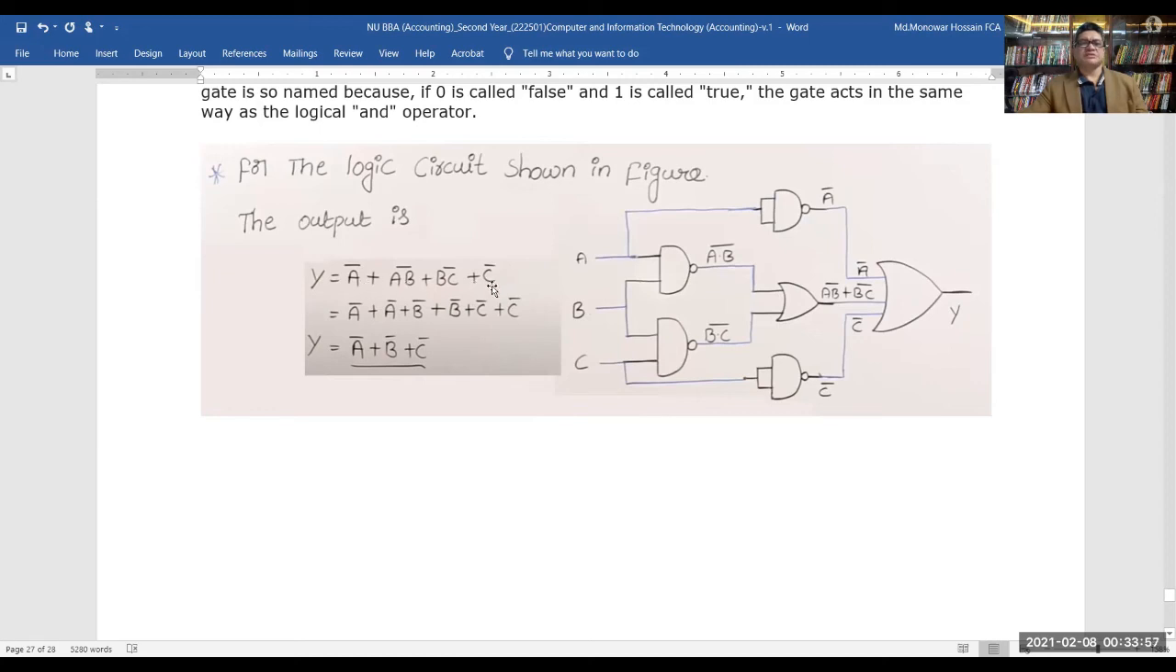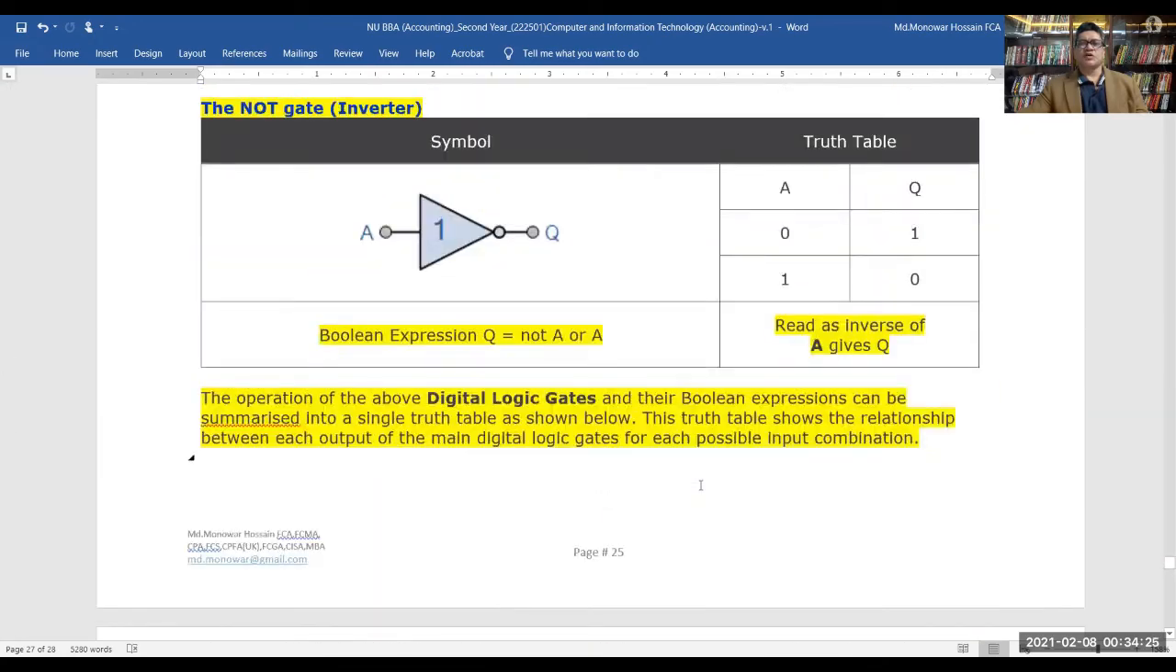And in this figure, AB whole bar equals A bar plus B bar, and BC whole bar equals B bar plus C bar, and C bar here. So we can write this way: A bar plus B bar plus C bar. So what is the answer? Y equal to A bar plus B bar plus C bar. So that is all for today.